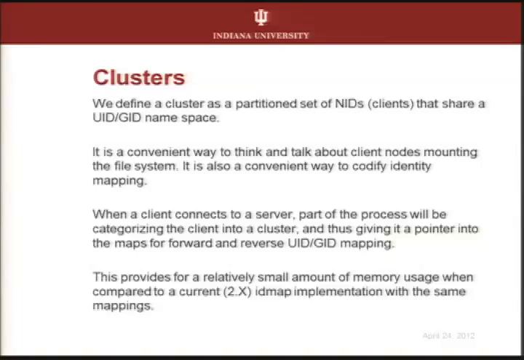So when a client connects to a server in my new model, part of the process of initializing that is going in and taking that client's NID and looking it up and basically categorizing it into the proper cluster, and then keeping a pointer to that cluster in the export structure. This allows me to very quickly reference everything I need to about that cluster, including reverse and forward UID and GID maps. So essentially what I'm doing is playing the computer science trick of no problem can't be solved by adding another layer of abstraction.